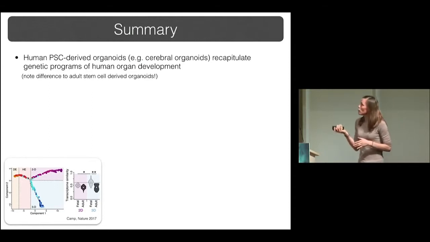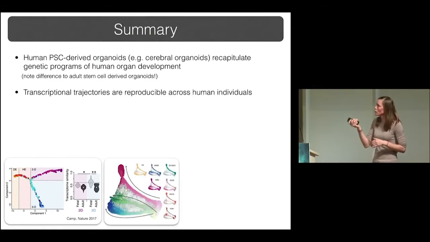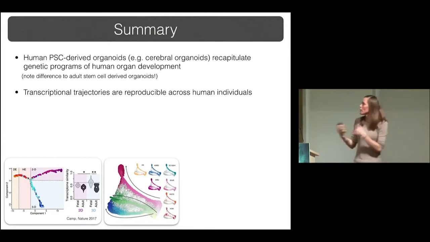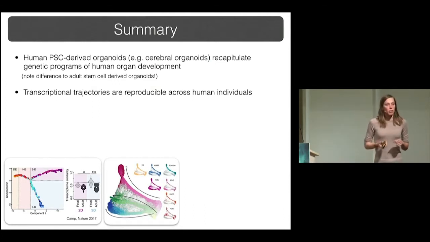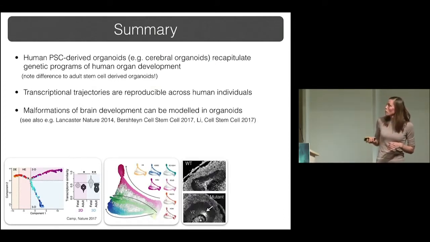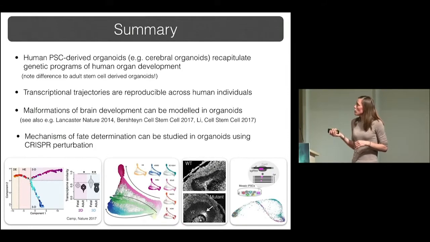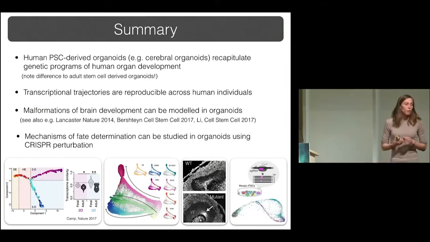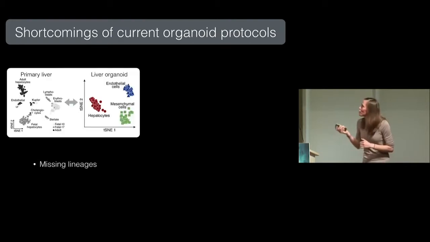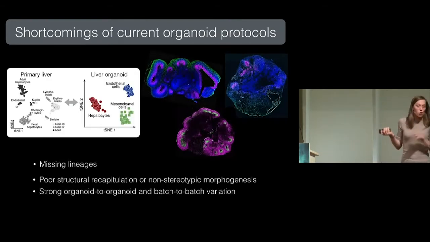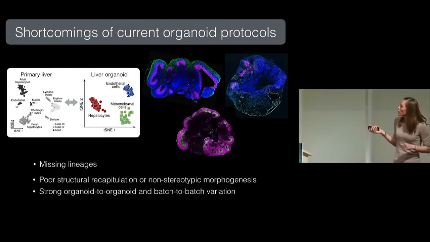We showed that they can recapitulate genetic programs of the primary organ development, and this is, of course, different to the adult stem cell-derived organoids. We showed that transcriptional trajectories are reproducible across human individuals. We can model malformations of brain development, and we can actually analyze mechanisms of fate determination, which was shown with this GLI3 knockout. And here I'm kind of repeating what Jürgen said, and I'm out of time, so I should go very fast. But there are shortcomings to the organoids. I don't want to not talk about that.